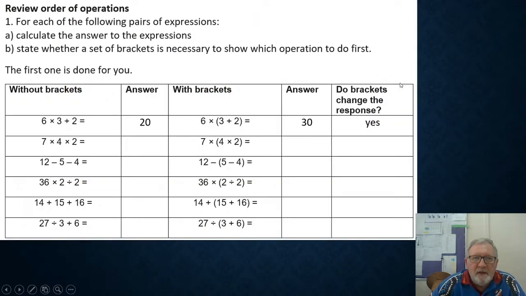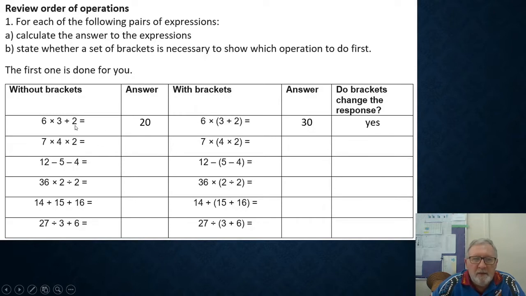All right, so for exercise 1, calculate the answer to each of the expressions. And then if you look here down the first column, there's no brackets, so it says without brackets. Then when we add the brackets, there are times when that will affect the answer and there are times when it will not. Do the brackets change the answer, yes or no? So the first one's done.